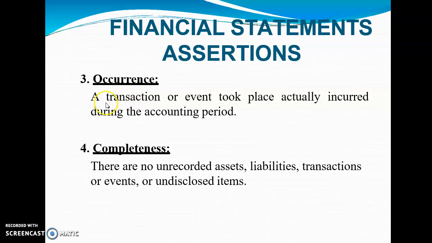Occurrence: you have to determine, as the auditor, whether a transaction or event took place and was actually incurred during the accounting period. It looks like existence. And then completeness: there are no unrecorded assets. Okay, all complete. Okay, liability, transaction or event or undisclosed item. So you have to disclose all the items.